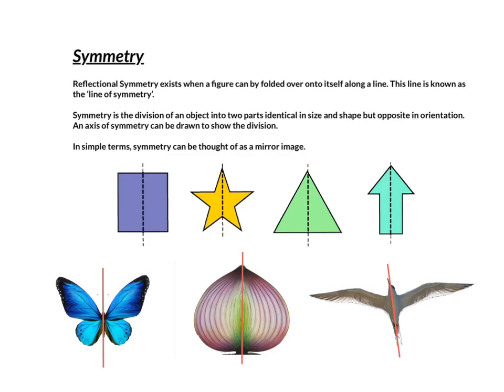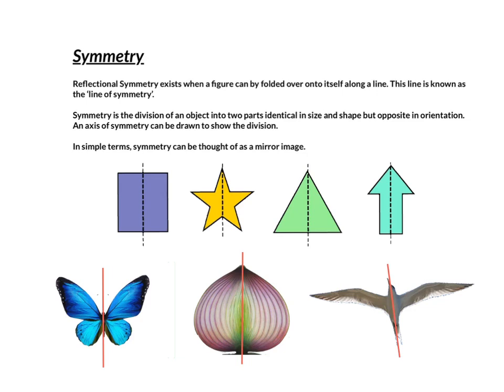Reflectional symmetry exists when a figure can be folded over onto itself along a line. This line is known as the line of symmetry. Symmetry is the division of an object into two parts identical in size and shape but opposite in orientation. An axis of symmetry can be drawn to show the division. In simple terms, symmetry can be thought of as a mirror image.